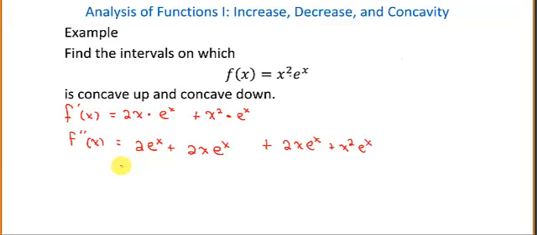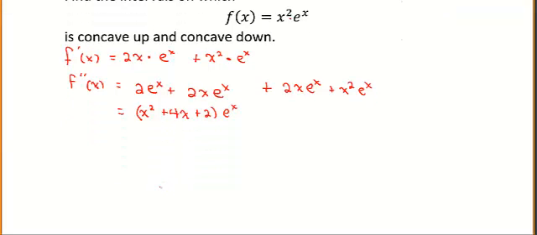So I get this, and notice I can factor an e to the x out of all of this, and I'll have an x squared, plus a 2x and another 2x, 4x, and then plus 2. All right, now let's find out where these are each 0. E to the x is never 0. To find out where this is 0, I have to use the quadratic formula.